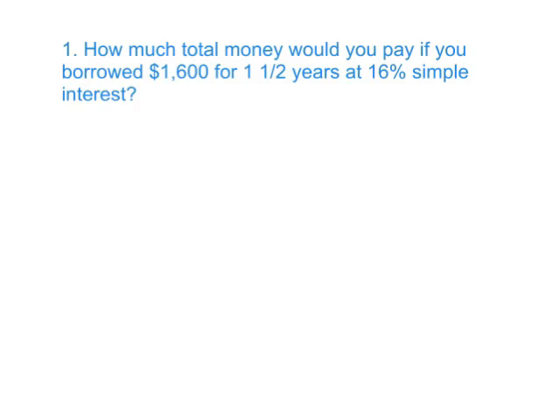Number 1. How much total money would you pay if you borrowed $1,600 for 1.5 years at 16% simple interest? Remember, our simple interest formula is I equals PRT. I is just the interest. P is the principal or original amount. R is the interest rate as a decimal. And T is the time in years. Let's go ahead and plug your numbers in. And then remember, if it's the total amount, what do we need to do at the end to get our final answer?